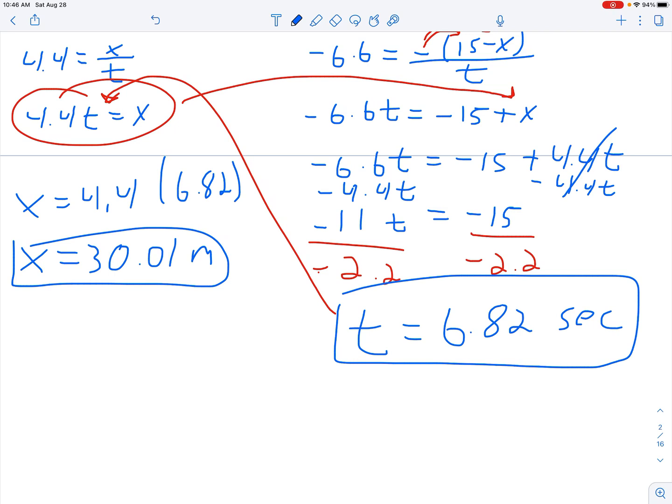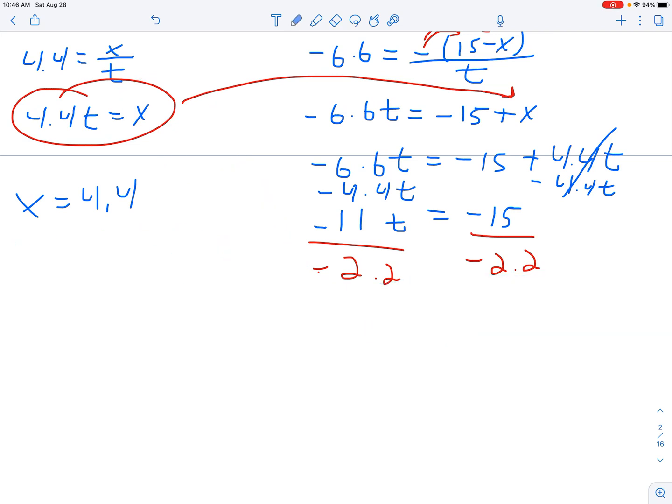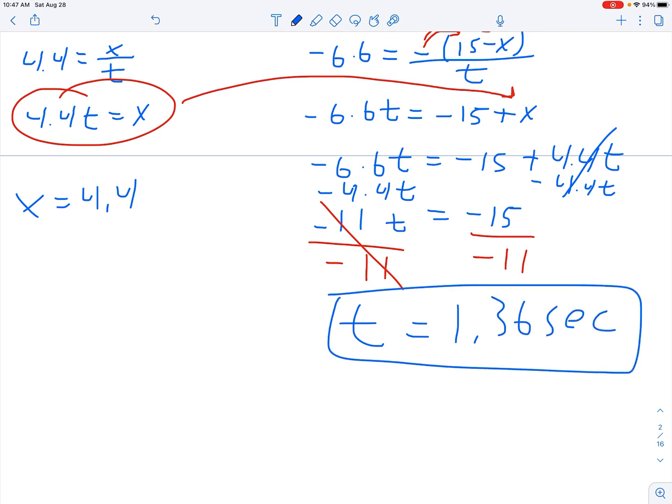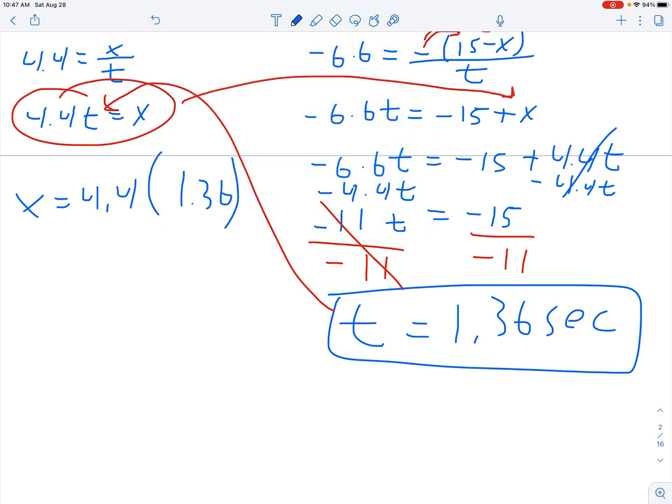Okay, so if I have negative, let me erase this. Now I'm going to divide both sides by negative 11. It cancels, and I get t equals negative 15 divided by negative 11, which is 1.36 as my time. Then I'm going to plug that once again up into my time, and we get 4.4 times 1.36 is 5.98.